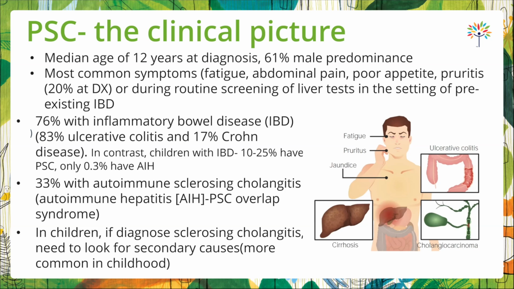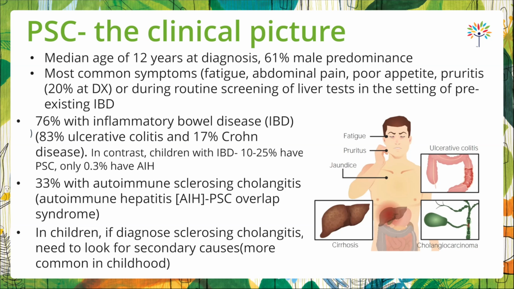In contrast, if you just have IBD to start with, only a small percentage, less than 1/4, will develop PSC. About 1/3 of children with PSC will have this overlap of autoimmune sclerosing cholangitis, which I mentioned in the previous slide, which is steroid responsive. And in children, if a doctor is diagnosing sclerosing cholangitis, we want to be sure that it is primary sclerosing cholangitis, which is what we're talking about today, PSC.